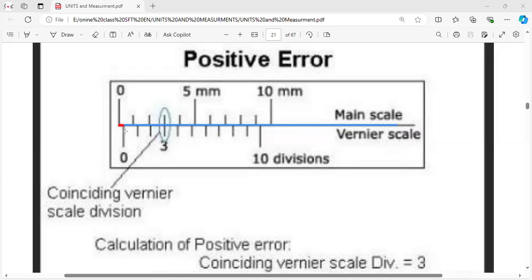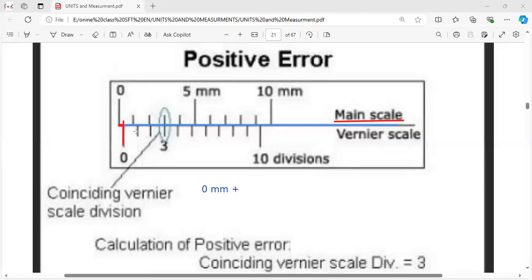So as obviously you can see, if you are starting from the 0, the main reading from the main scale is going to be 0 millimeters, right? 0 millimeters. Plus, from the vernier scale, this is how you can read out the vernier scale reading.